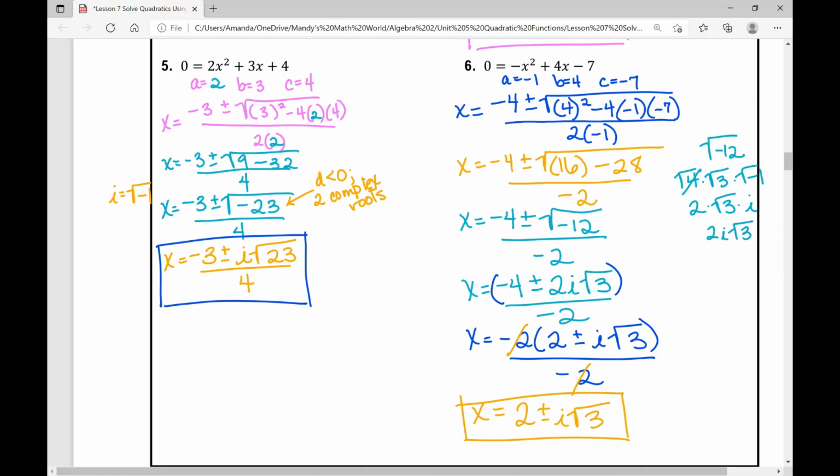And that concludes your notes over solving quadratics using the quadratic formula, including complex solutions. I hope it was helpful.